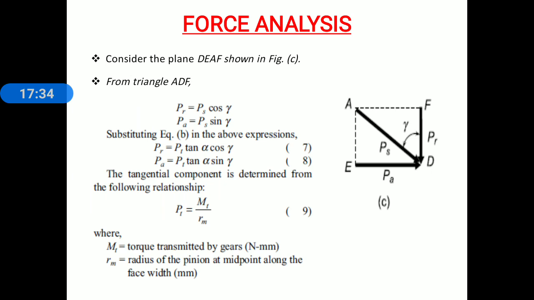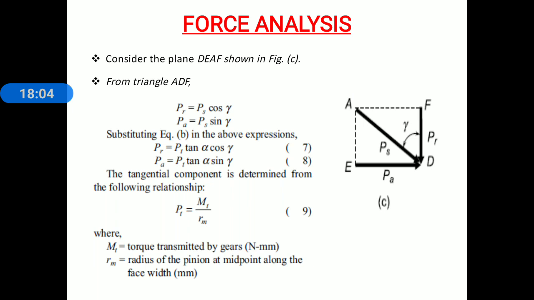Therefore, the radial component PR is equal to PT tan alpha cos gamma, which is equation number 7. The axial component is equal to PT tan alpha sin gamma, equation number 8. And the tangential component is determined from the relation we know: 2 times torque divided by pitch circle diameter, or torque divided by radius. The same is used here, and that is equation number 9.